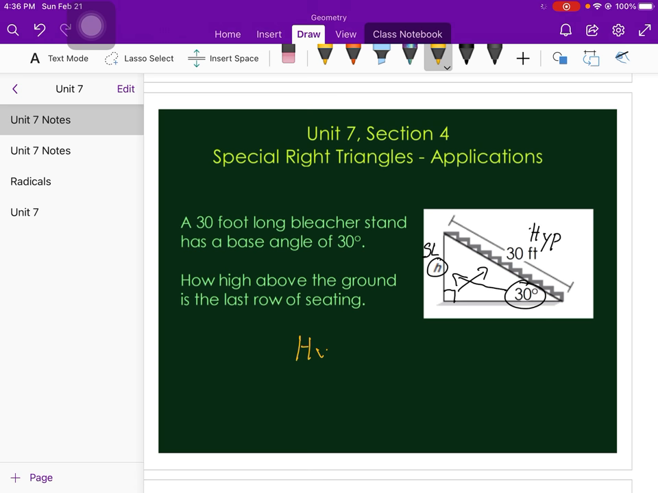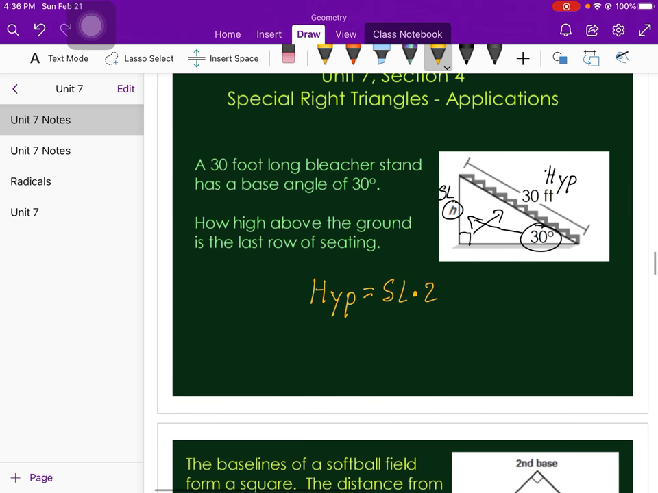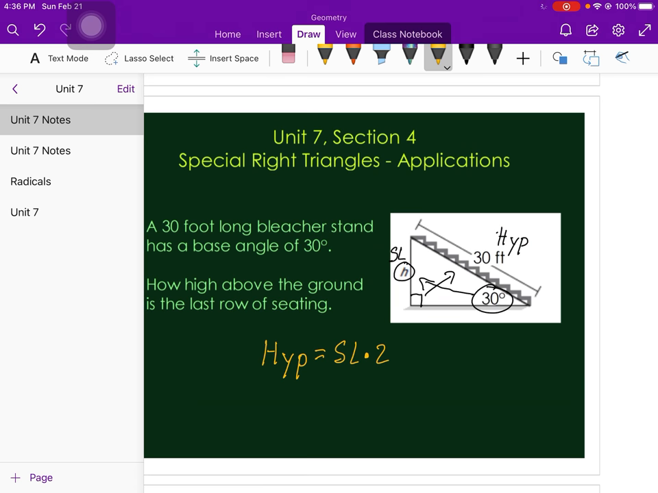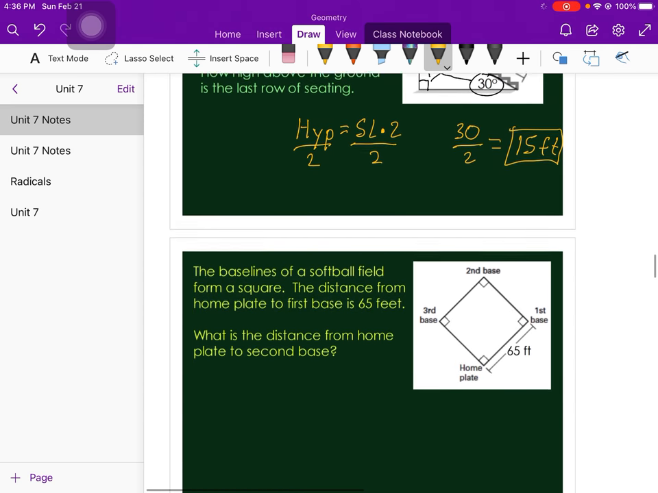So you have to remember that the hypotenuse is equal to the short leg times 2. So if it's double the short leg, to find that, we're just going to divide it by 2. Since the hypotenuse is 30, cut that in half, we get 15, and then it would be feet. So that would be our answer for that one.